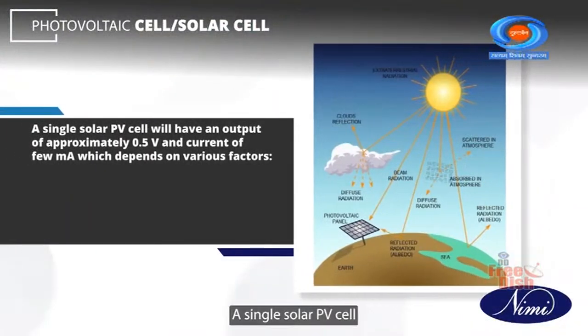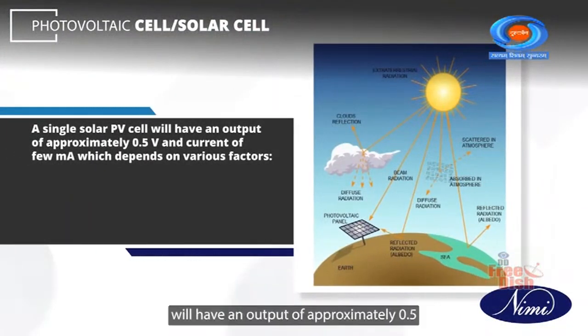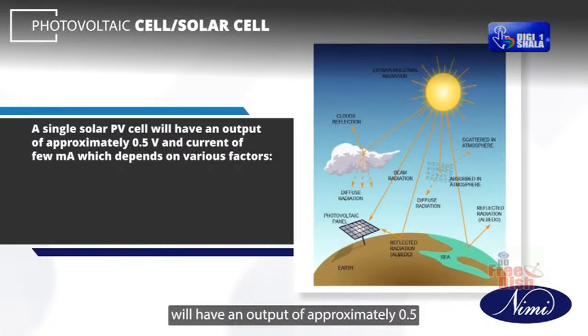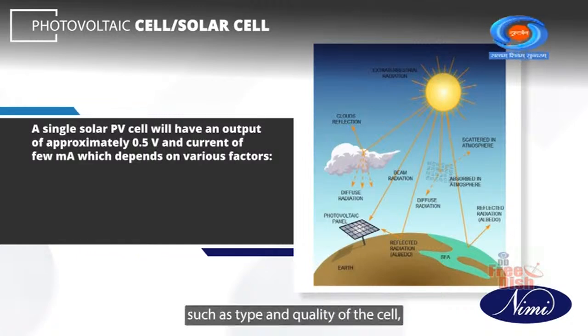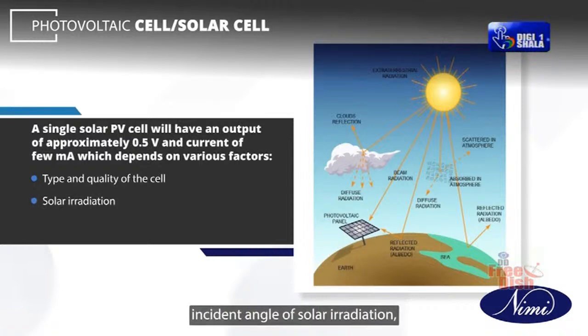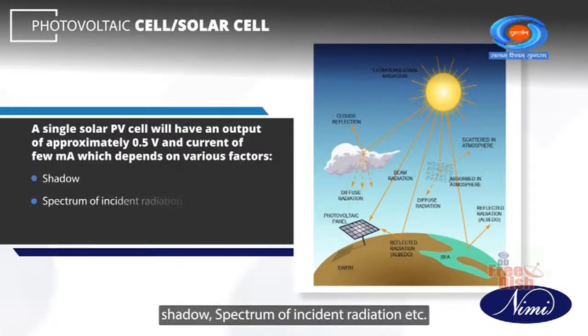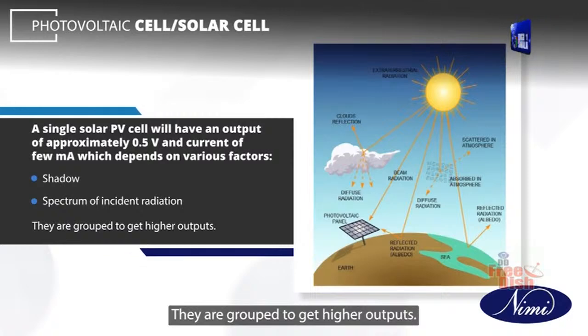A single solar PV cell will have an output of approximately 0.5 volts and current of a few milliamps, which depends on various factors such as type and quality of the cell, solar irradiation, incident angle of solar irradiation, spectrum of incident radiation, etc. They are grouped to get higher outputs.